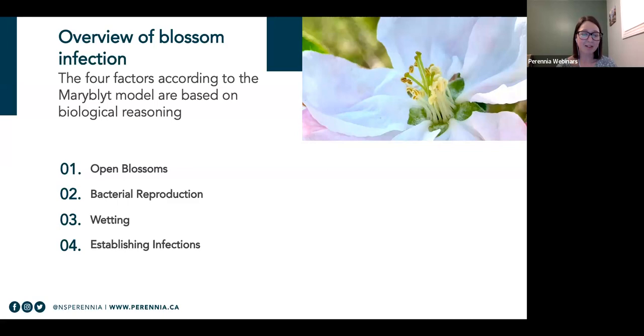The second factor is you need to have bacterial reproduction so that there is enough bacteria present to cause an infection. And the third factor is the wetting, which we'll discuss is involved in bacterial movement. And the fourth factor is establishing those infections. So, movement of that bacteria and further reproduction when it's in the plant system.